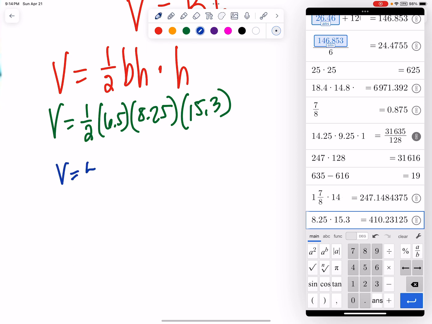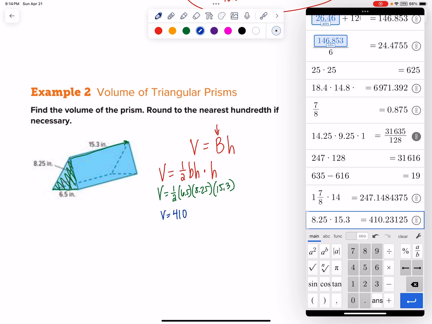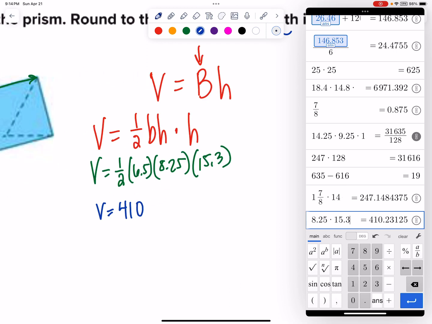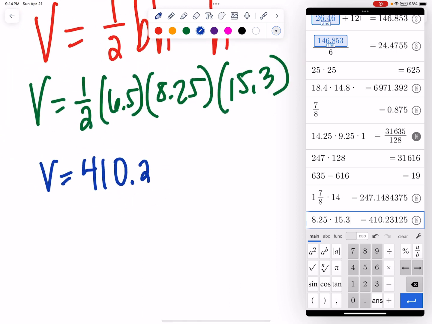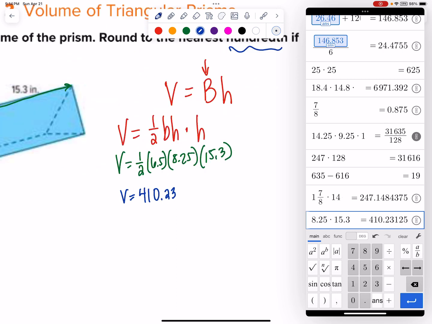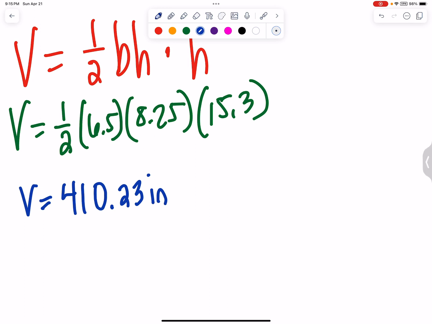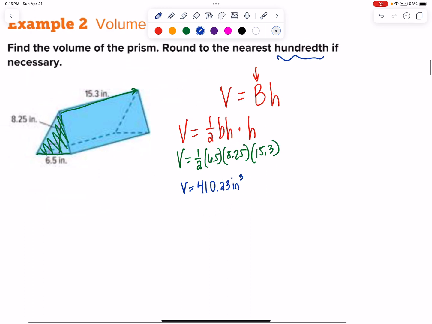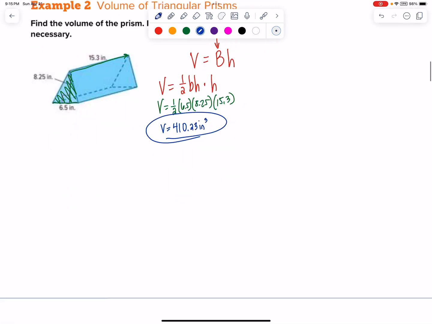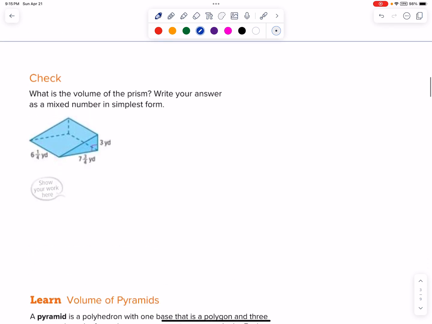Volume equals 410. Now I always have to pause. Look how they want us to round. 100th for this one. So 0.23. Now units, inches, and it's volume, and volume is 3-dimensional, cubed. Okay, there we go. All right, check this out.